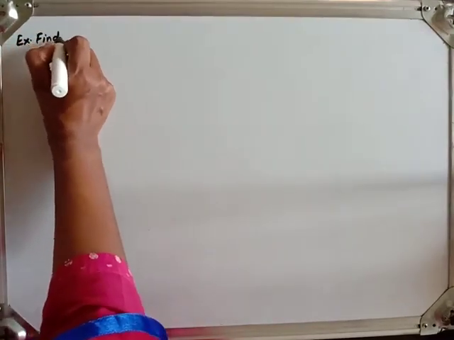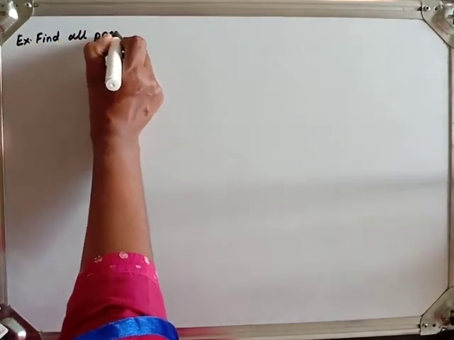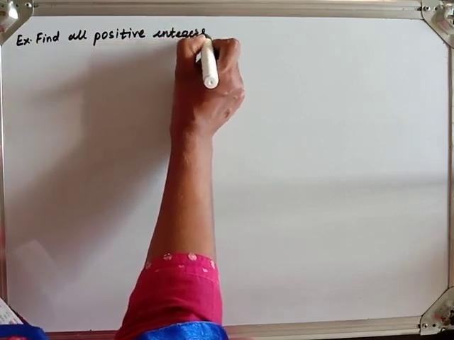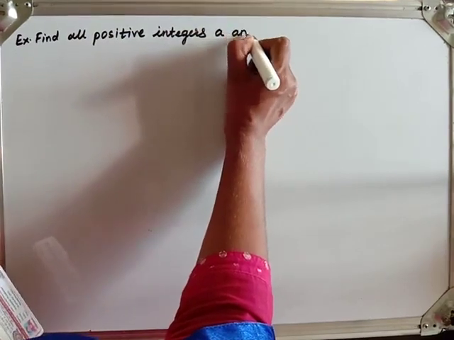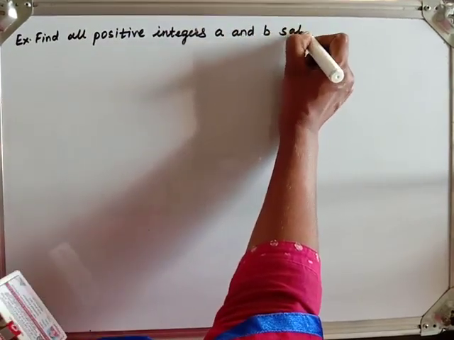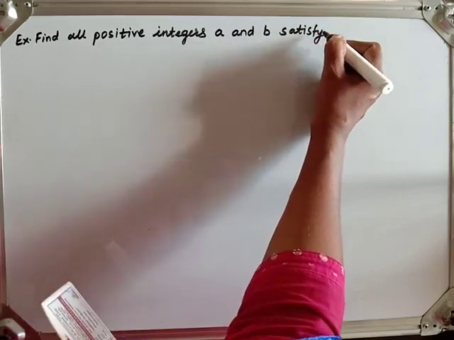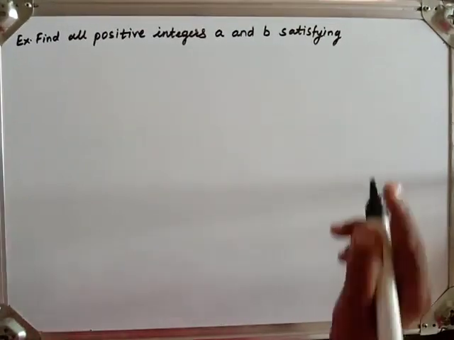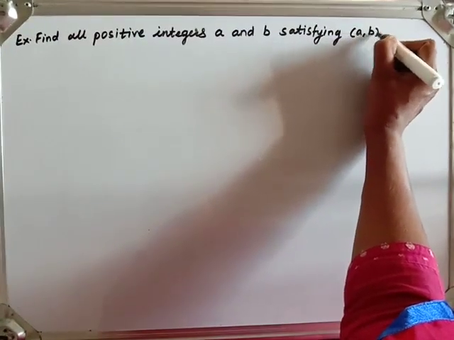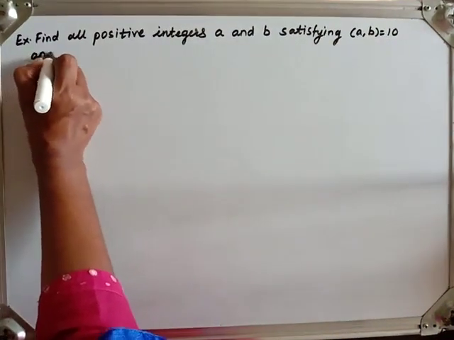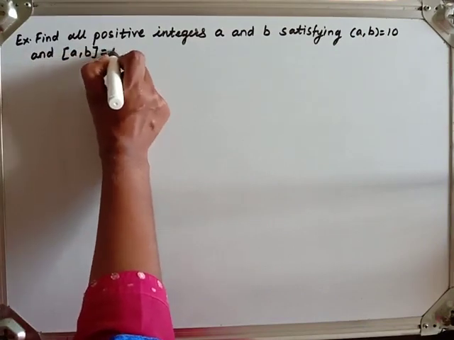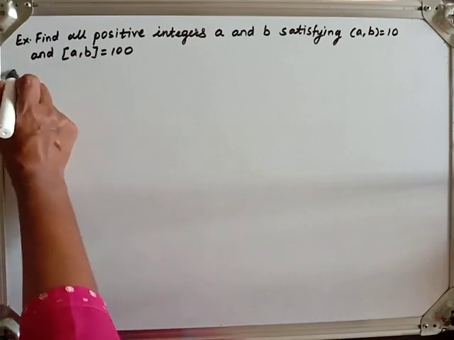So the first example: find all positive integers A and B satisfying the GCD of A and B is 10 and the LCM of A and B is 100. Now, the solution of this one.